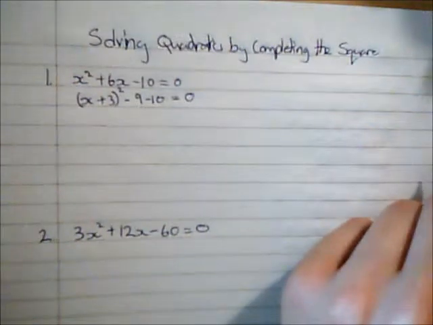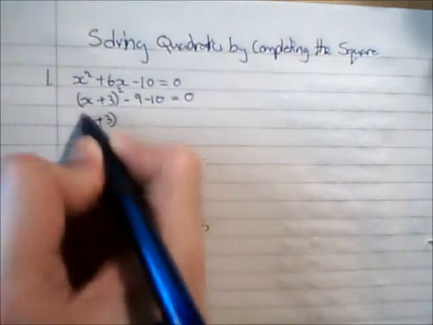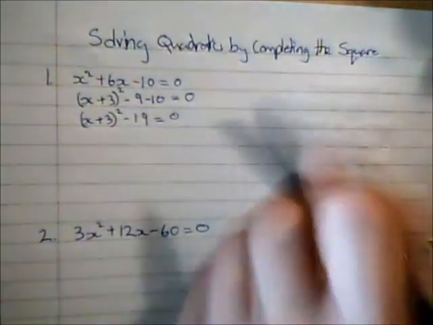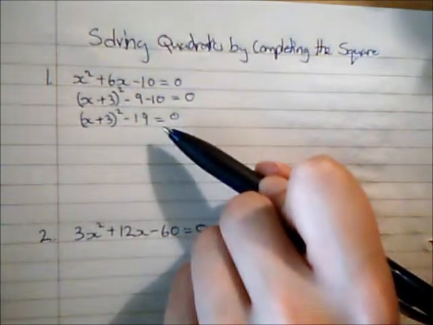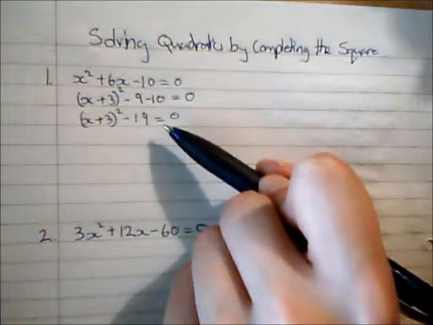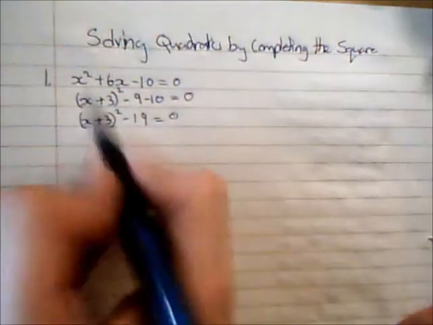And we should get to that, and then we can simplify it. Once we've got something in this form, we have completed the square. The next step, which is what this video is focusing on, is how do we then go ahead and solve this quadratic. So I'm going to add 19 to both sides.